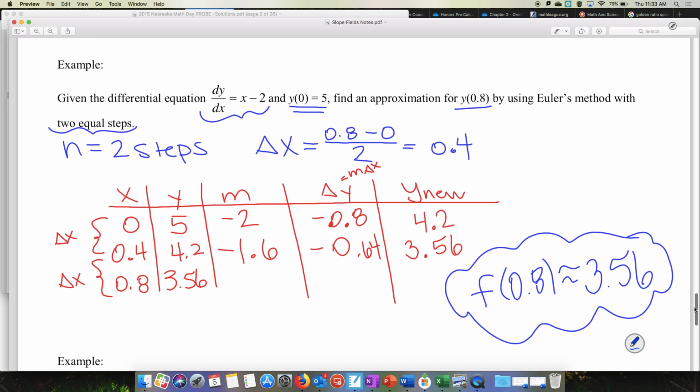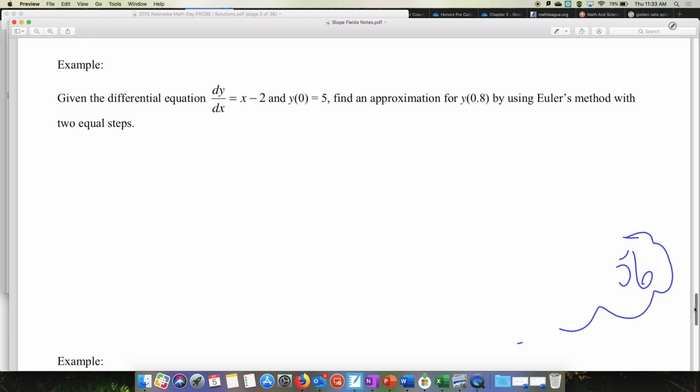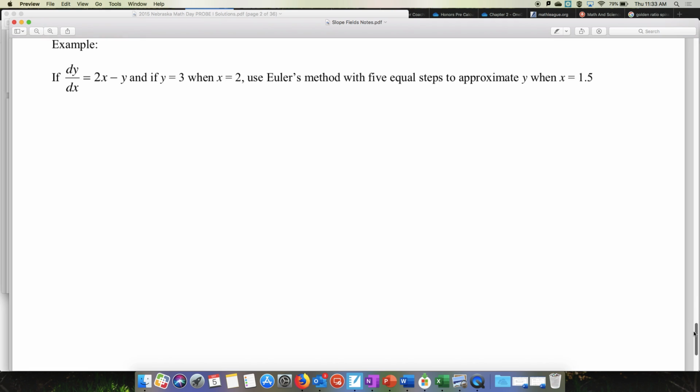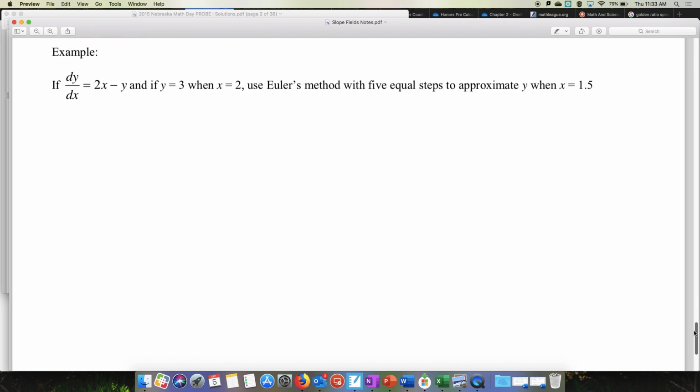Now, let's just talk through that second example before we pack up for the day. In our second example, we would have to use Euler's method because there would be no way right now that we have the tools to solve this differential equation. We need to take 5 steps to approximate 1.5, and we're starting at the coordinate 2, 3. What would our delta x be?